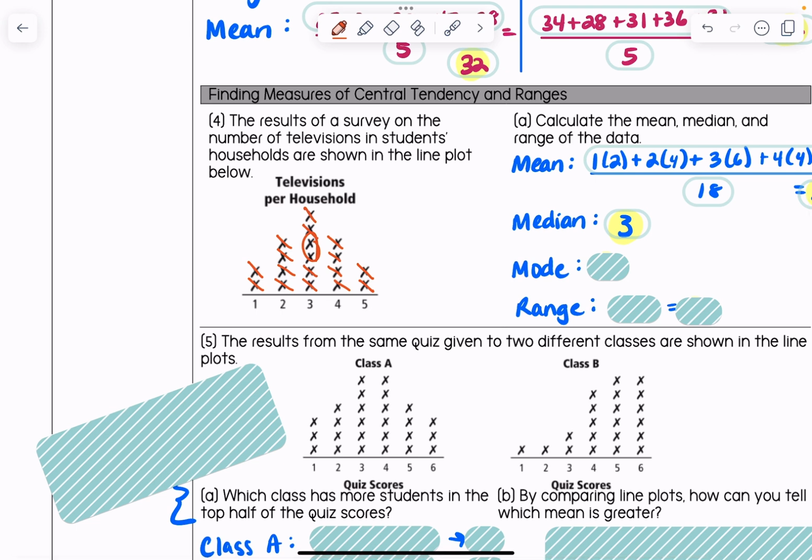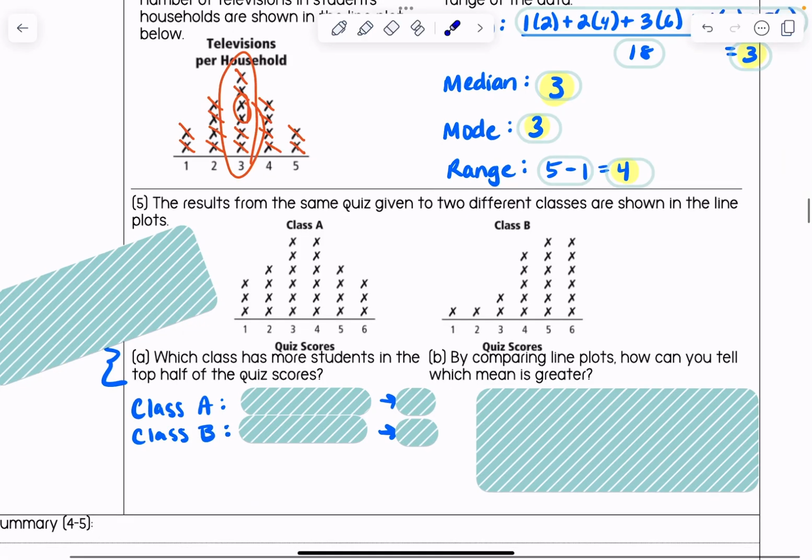For the mode, which value shows up the most, that would be this, because there were 6 people that said they had 3 televisions per household. For the range, my highest number is 5 minus my lowest number, which is 1. That is 4.